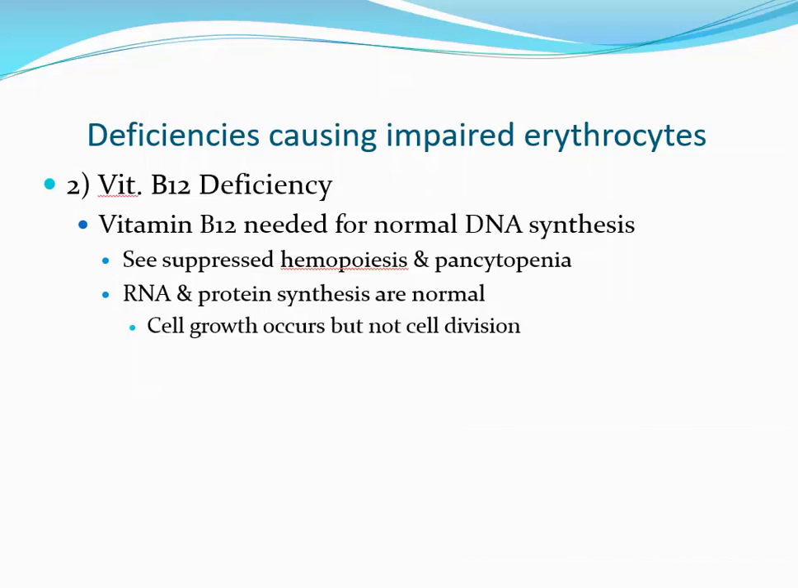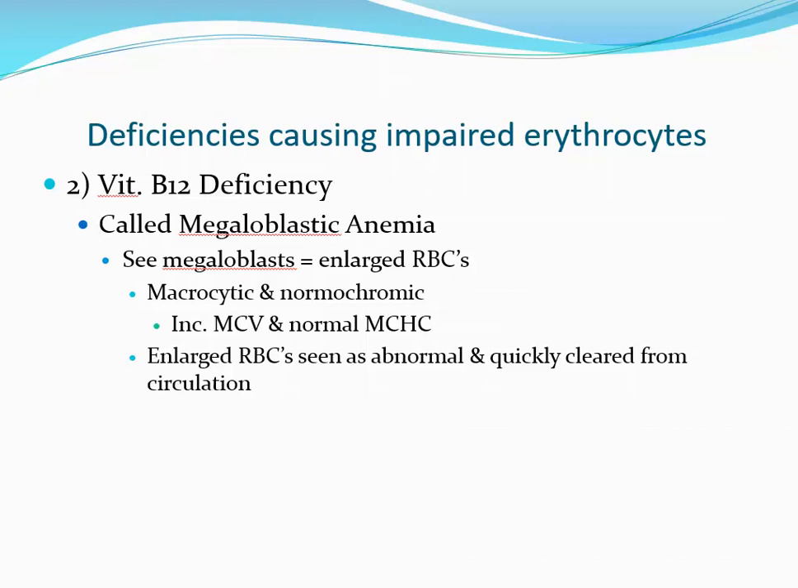Another dietary material that's very important is vitamin B12. B12 is needed for normal DNA synthesis. Without B12, you will see suppressed hemopoiesis, and this will result in a pancytopenia. All formed elements will be involved. RNA and protein synthesis will be normal in these cells. So what you end up seeing is that the cells will grow, they will get bigger, but they are not able to divide.